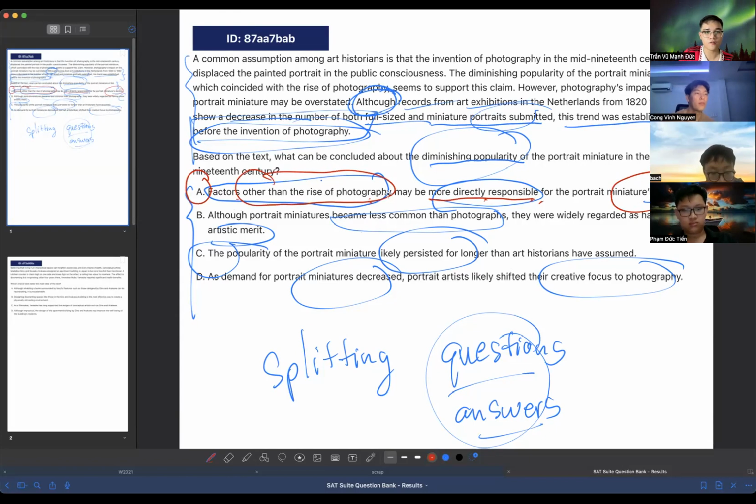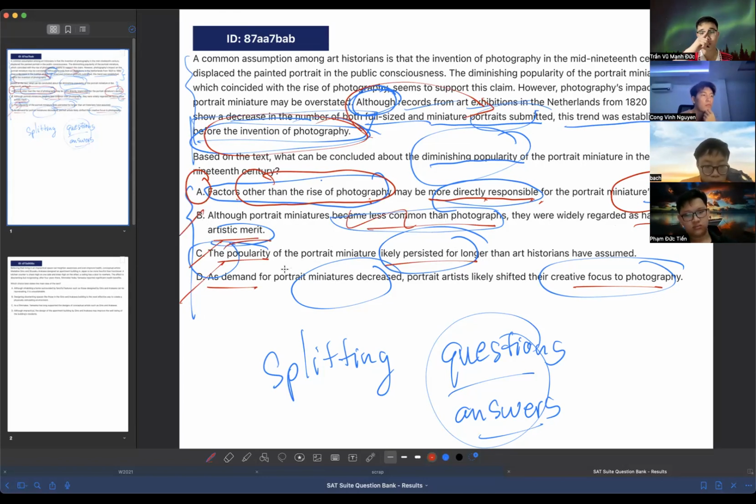Factors other than the rise of photography. Here, the factors, or when I try to POE, I look at demand for miniature, demand decreased, creative focus to photography, wrong. The popularity persisted for longer, popularity, wrong. This is not talking about how photography is affecting the portrait miniature. And B, although portrait miniatures became less common than photographs, they were widely regarded as more artistic merit. Became less popular, this might be true. More artistic merit, this is not related to what we're looking for.